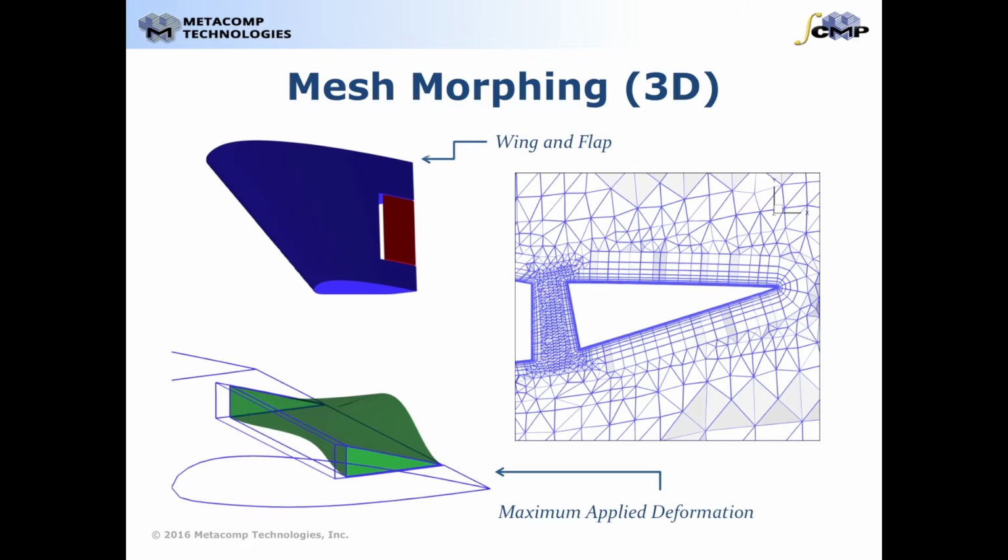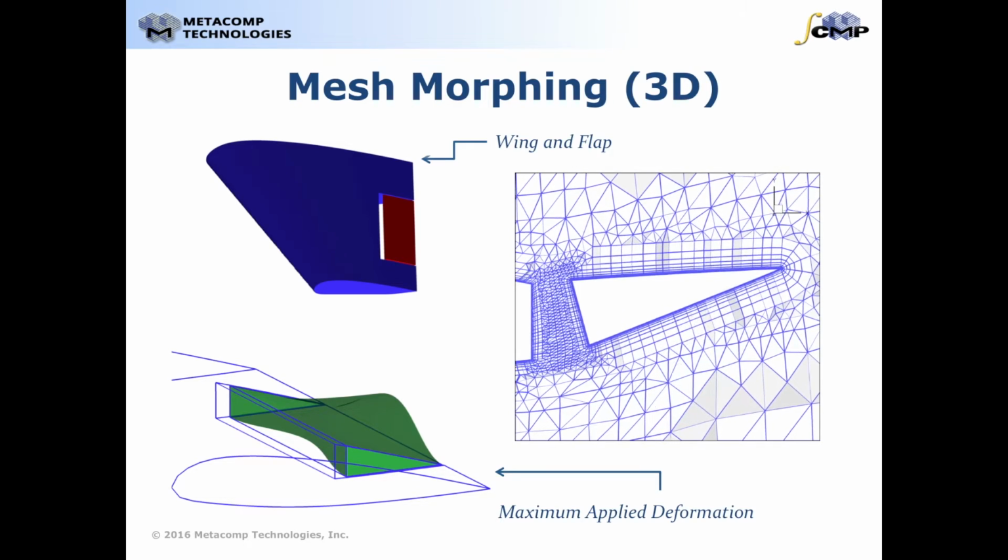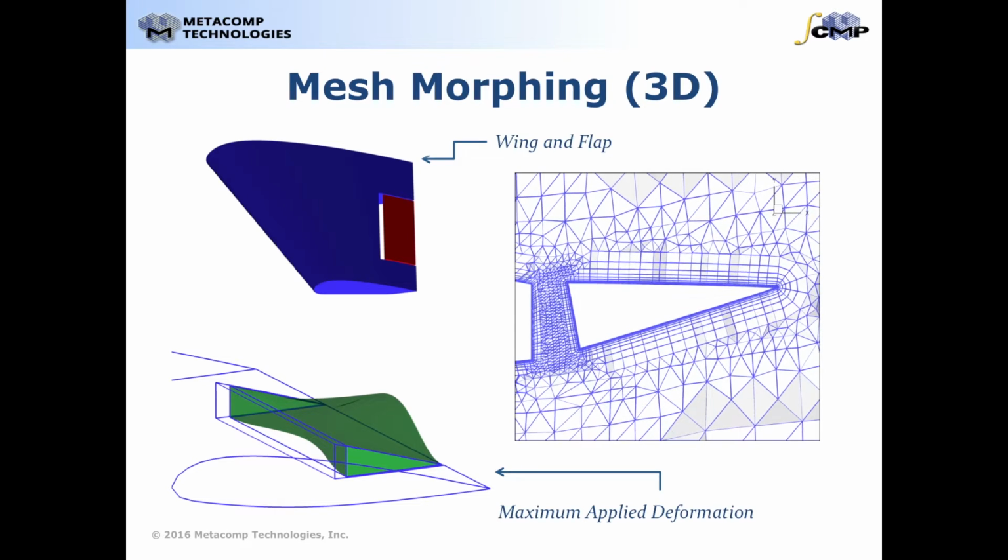Next is a 3D case involving the motion of a wing flap. The animation below shows how the mesh is morphed to follow the motion of the flap.